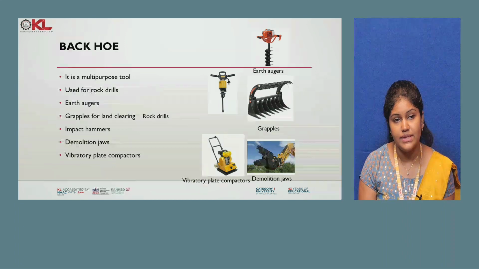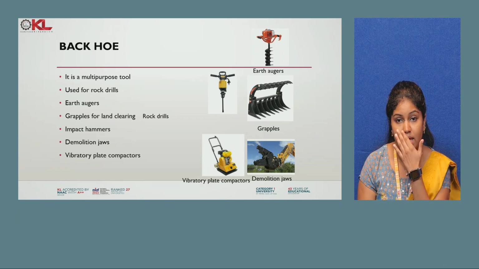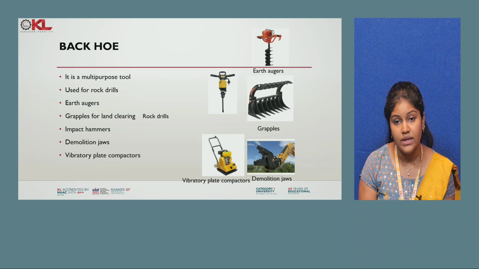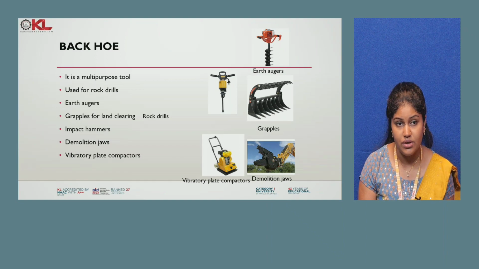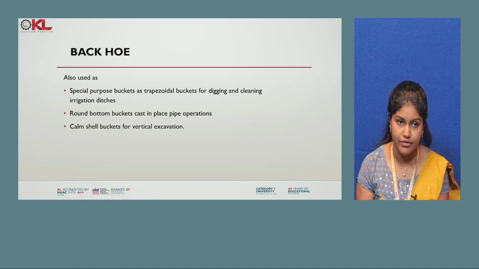Here you can see the multi-purpose backhoes. Earth augers are there, grapples are there, vibratory plate compactors, demolition jaws, etc. So it is a multi-purpose tool. We use it as a rock drill, or earth augers are there. Different types, impact hammers, everything comes under the example of a backhoe.